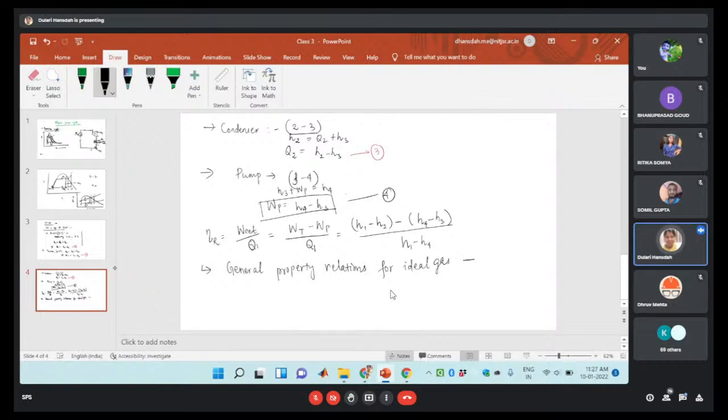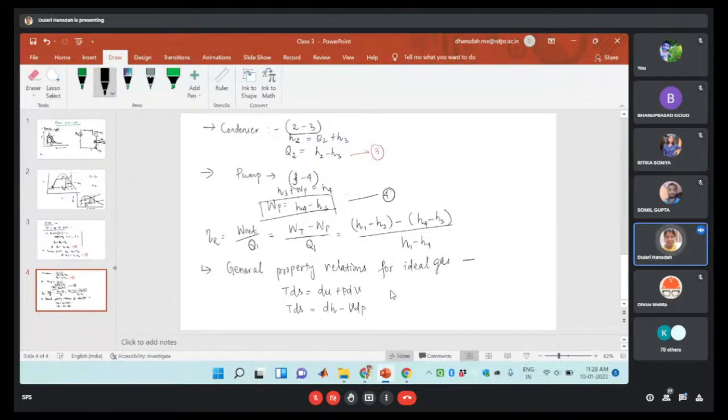So the general property relations for an ideal gas, which we have derived in the entropy chapter. That relation is TdS equals dU plus PdV. From this equation, we are finding out the entropy change. Another property relation is TdS equals dH minus VdP. Here it is the pressure change. Due to the pressure change, we are going to find what the specific volume change will be.